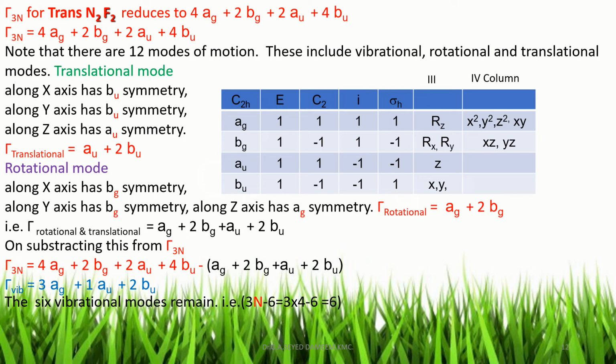On adding these two, the representations corresponding to translational and rotational modes are Ag plus 2Bg plus Au plus 2Bu. On subtracting this from Gamma 3N, we get the vibrational modes, that is 3Ag plus 1Au plus 2Bu. The six vibrational modes are 3Ag, 1Au and 2Bu.